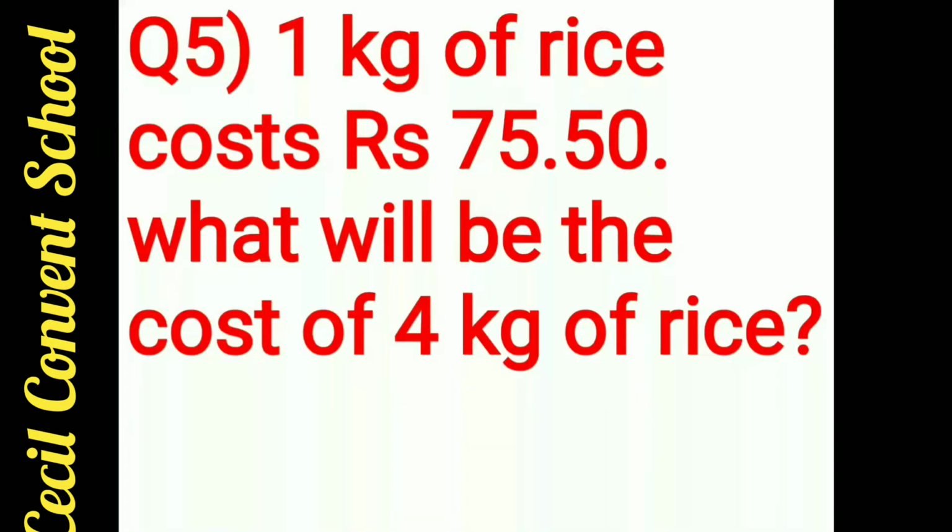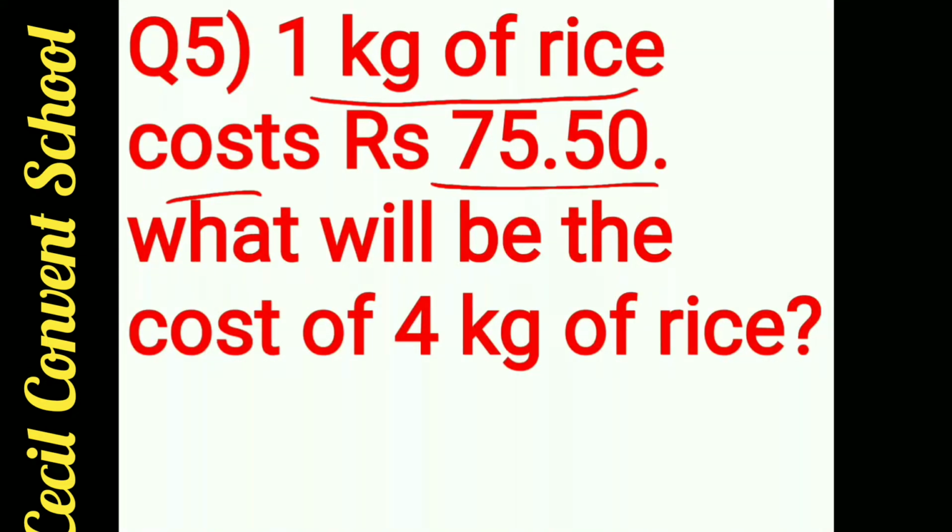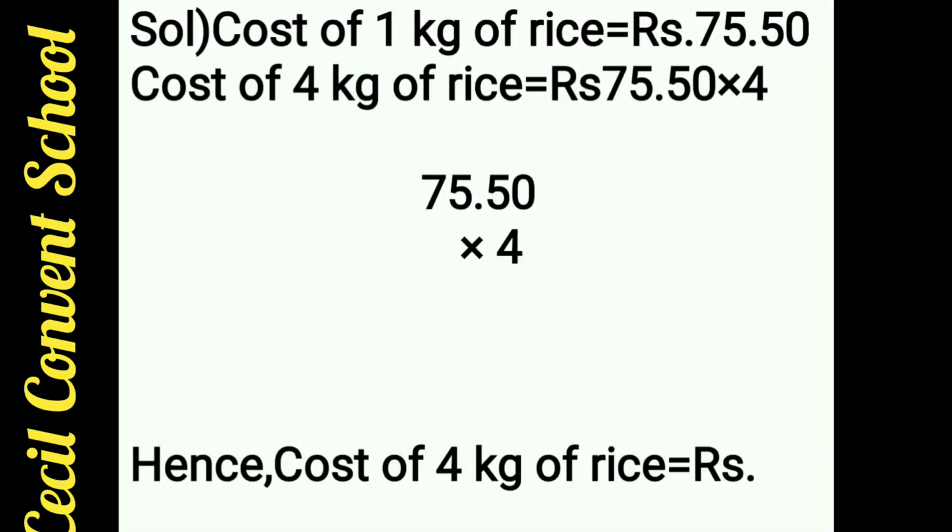Now we do question number 5. 1 kg of rice cost, means cost is given of 1 kg of rice, that is 75.50. You have to find the cost of 4 kg of rice. So what do? You have to multiply. Clear? So let's see. Cost of 1 kg of rice is 75.50. Cost of 4 kg of rice is 75.50 into 4.